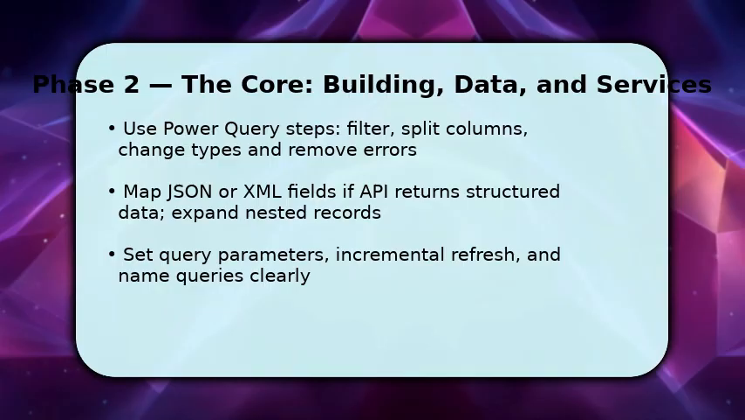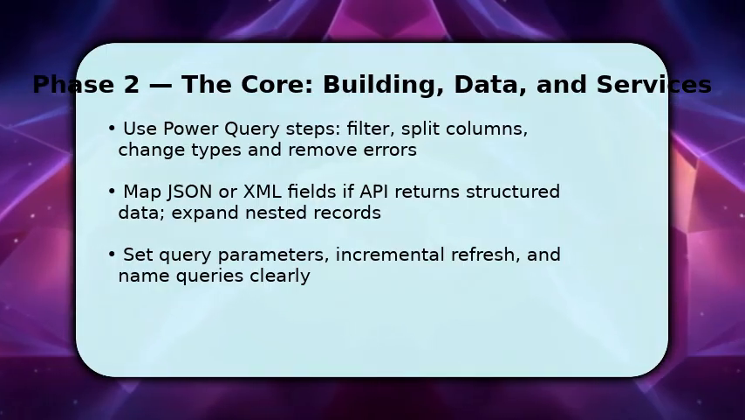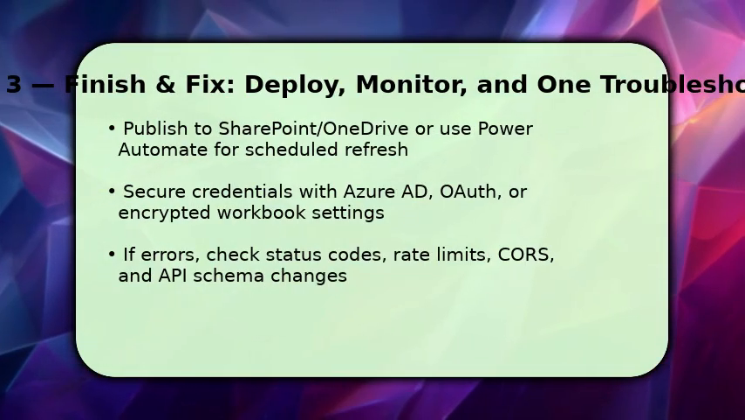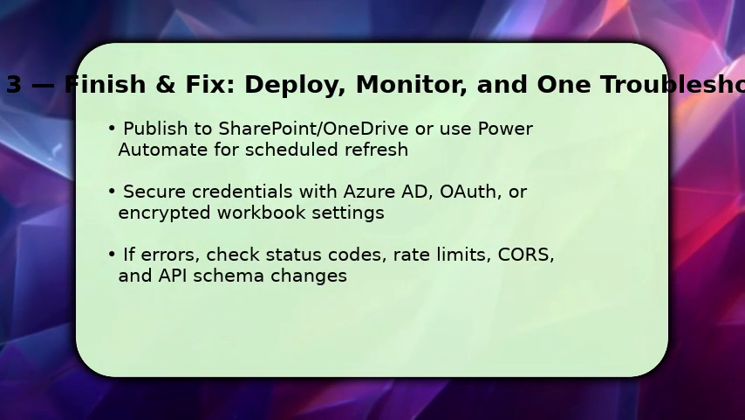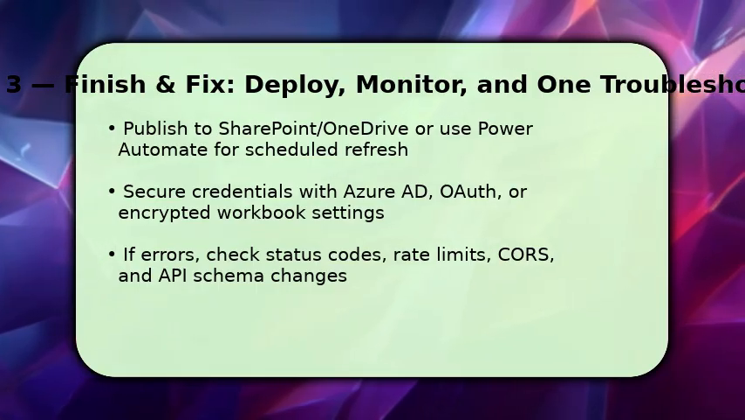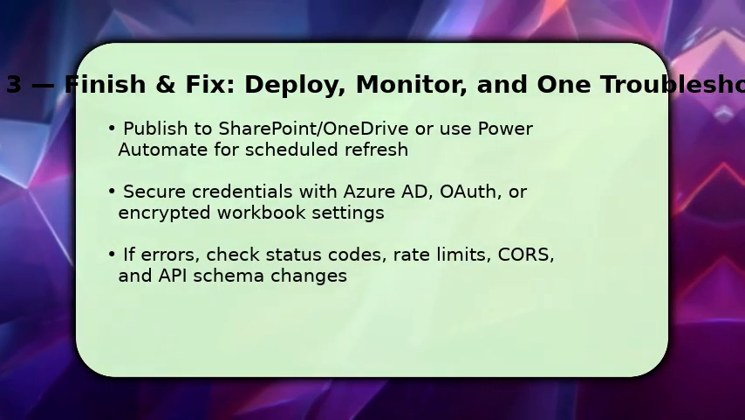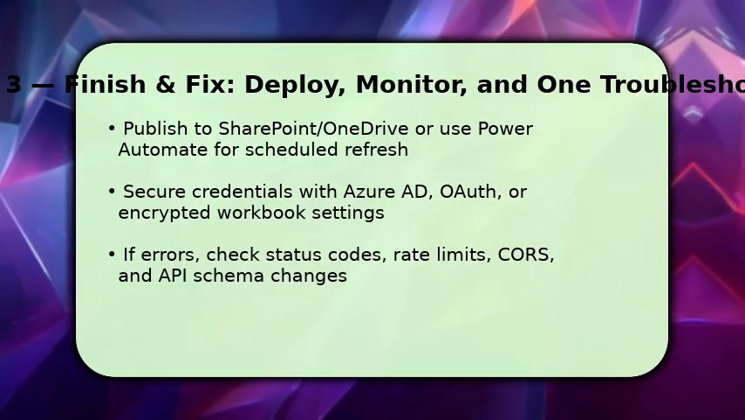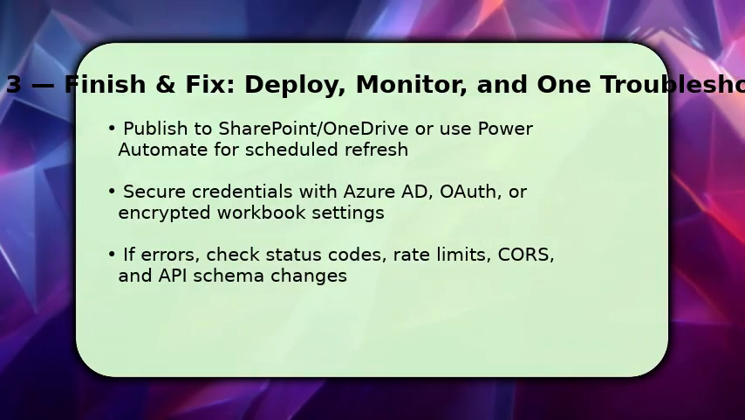Finalize by saving to OneDrive or SharePoint for live refresh, or deploy a Power Automate flow for scheduled pulls. Confirm the refresh succeeds under your account. Make security decisions now. Use OAuth or Azure AD where possible, and never store plain API keys.